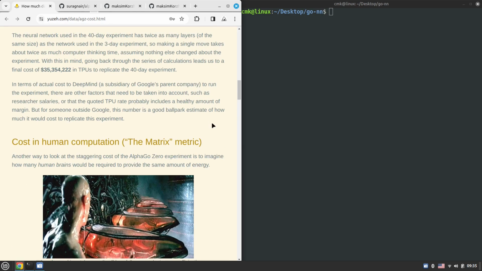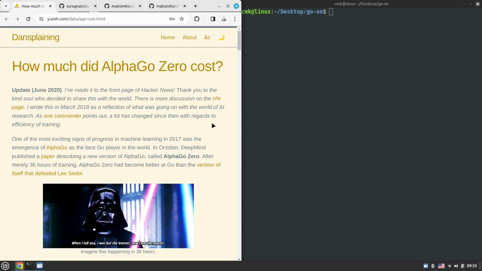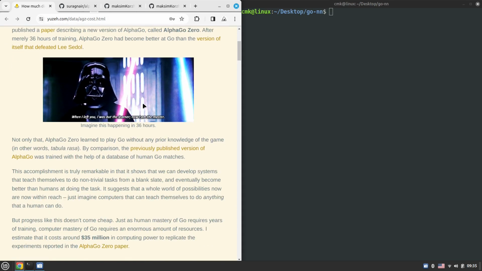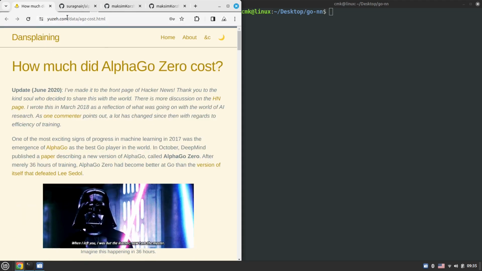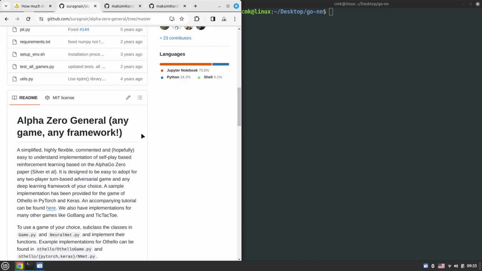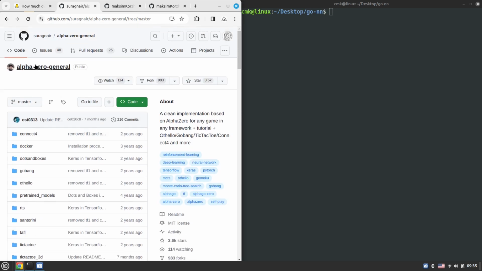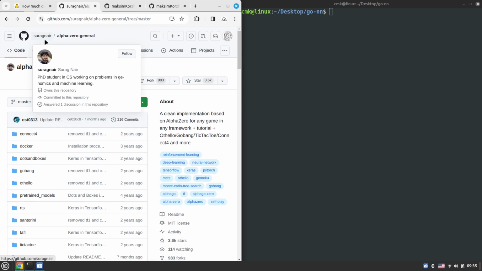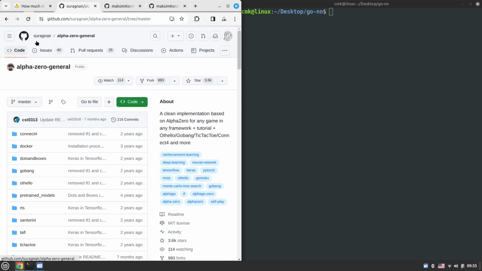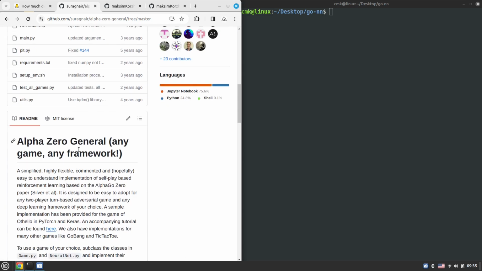Okay, guys. But anyway, quite interestingly, we can still try to walk through this exact experience without spending that enormous amount of money. There is a fantastic project called Alpha Zero General, any game, any framework, created kindly by Surag Nair. I'm sorry if I'm pronouncing his name wrong. He has implemented the Alpha Zero algorithm as it was presented in the paper by Google DeepMind.